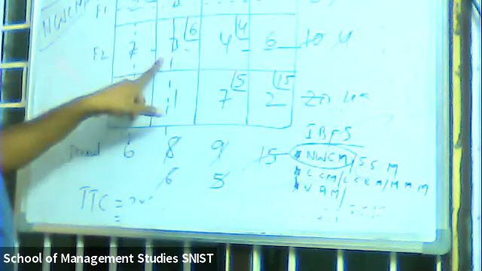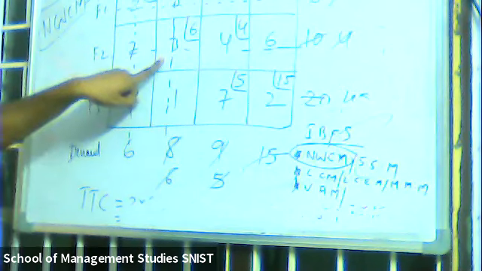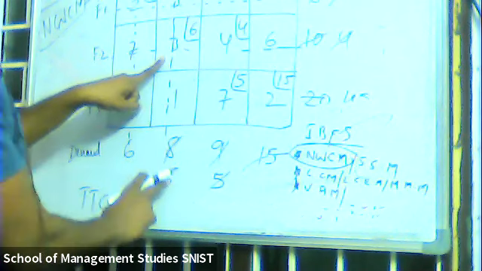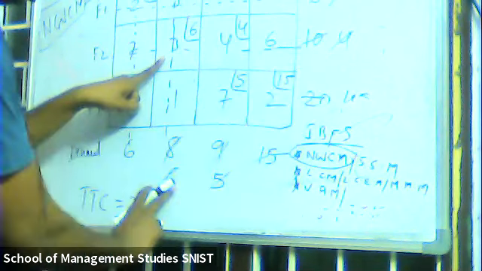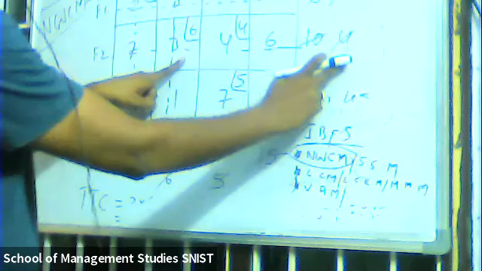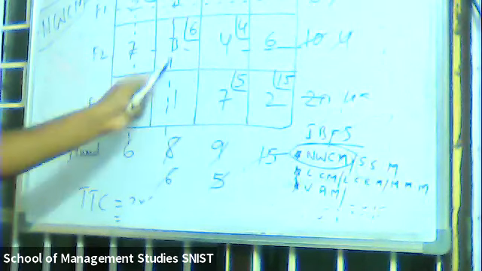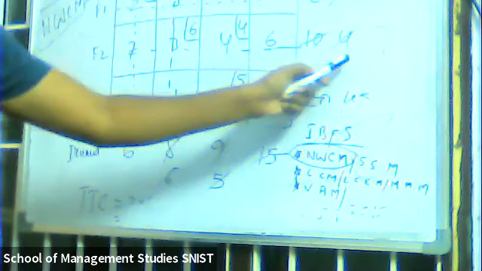Now I stand at x22, because x21 is already closed. Now at x22, again I'm checking 6 and 10. Which one is the least? 6 is the least one, so I'm allocating 6 here. Then 10 minus 6 becomes 4. Clear? So 6 allocated and 10 minus 6 becomes 4 here. Now 6 plus 2 is 8, so it is satisfied. Still 4 is left over.